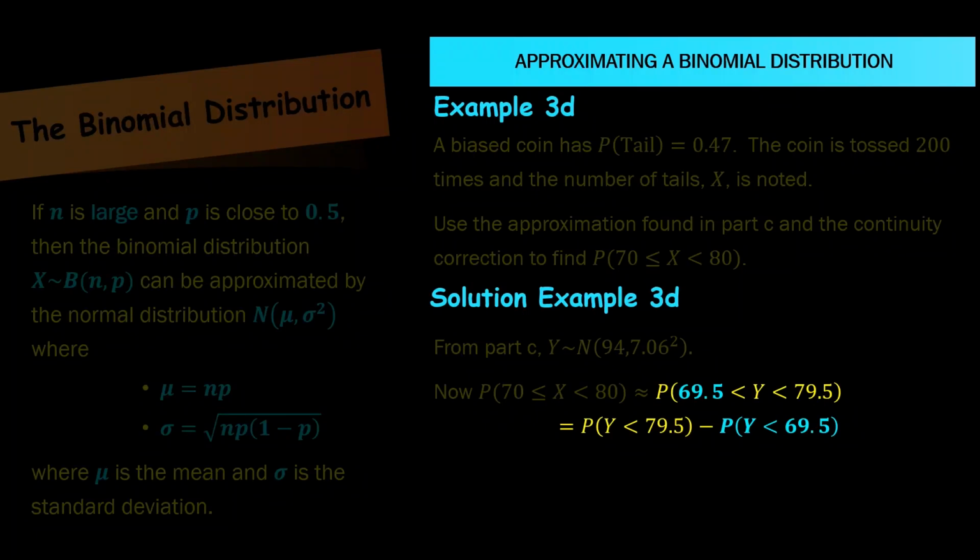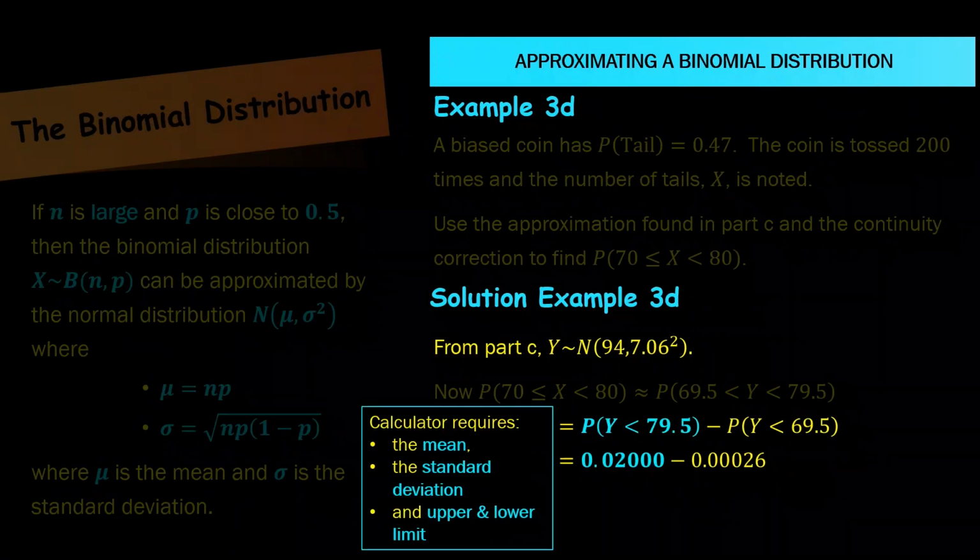And we can find the probability that y is less than 79.5 by inputting the mean, the standard deviation, and the upper and lower limits in our calculator. This will give us 0.02. Notice here that the mean is 94, the standard deviation is 7.06, and the upper limit is 79.5. For the purposes of our calculator, the lower limit needs to be 10 standard deviations below the mean, just to be on the safe side.